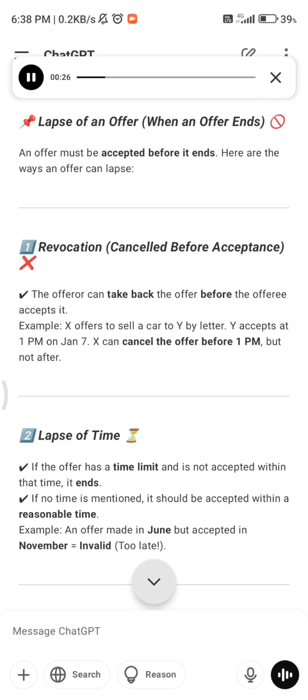2. Lapse of time. If the offer has a time limit and is not accepted within that time, it ends. If no time is mentioned, it should be accepted within a reasonable time. Example, an offer made in June but accepted in November is invalid. Too late.